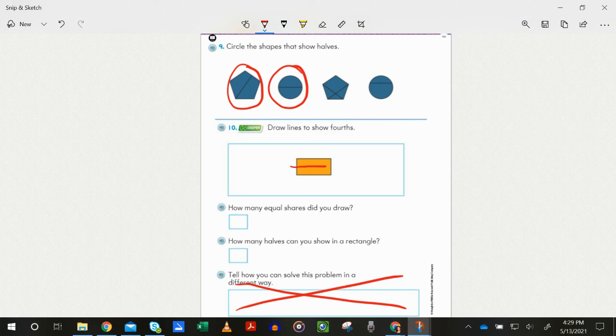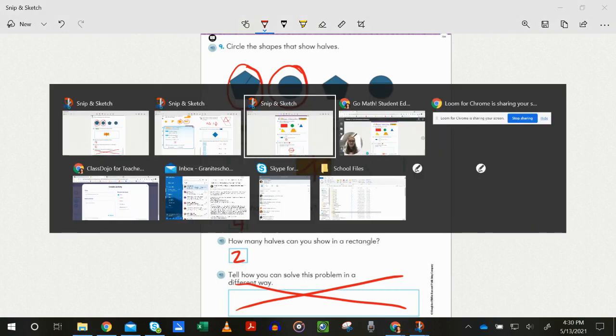Or maybe you did fourths long and skinny like this. Okay, 4 pieces again. Or you might have been really creative and did something like this. Okay, that would work as well. So lots of different ways you could have shown fourths, but the most important thing is how many equal shares did you draw? It better be 4 if you did fourths or quarters. But if we were doing halves, how many would we show? 2. Okay. And that is all.